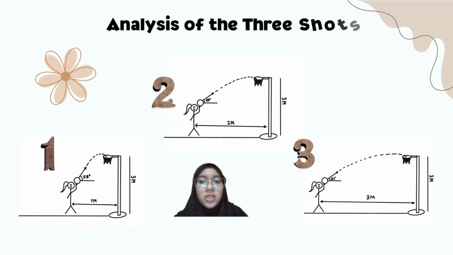So, from our video, let's observe the three shots carefully. For the first shot from 1 meter, the ball enters the hoop easily because the distance is short. The player used a launch angle of 58 degrees and only a small amount of force is needed.